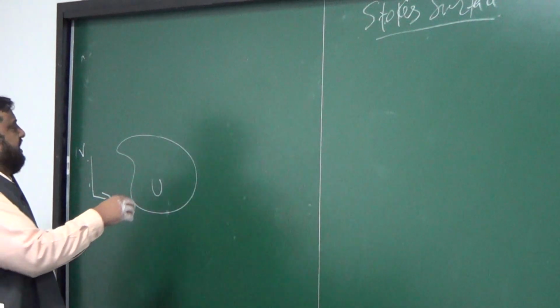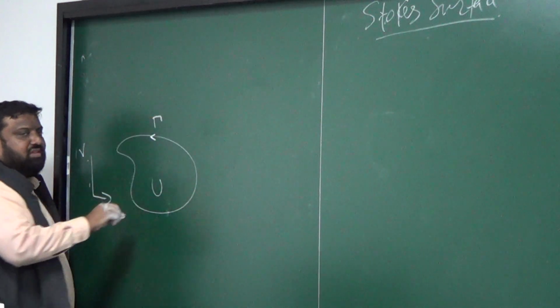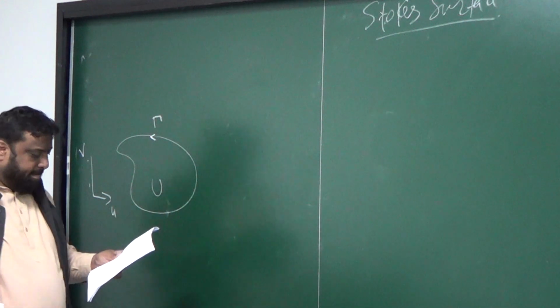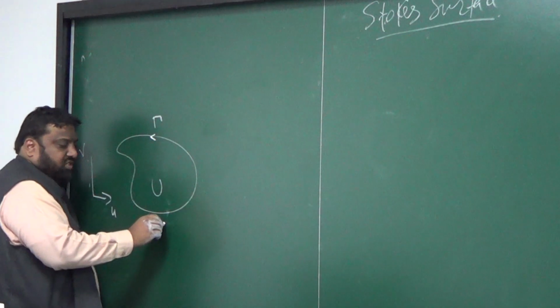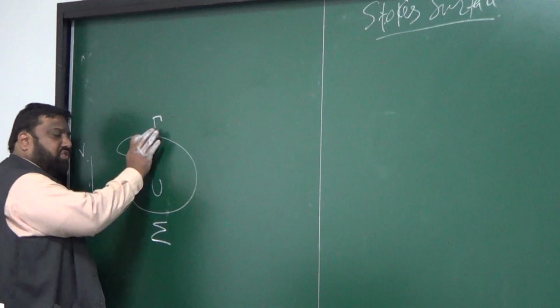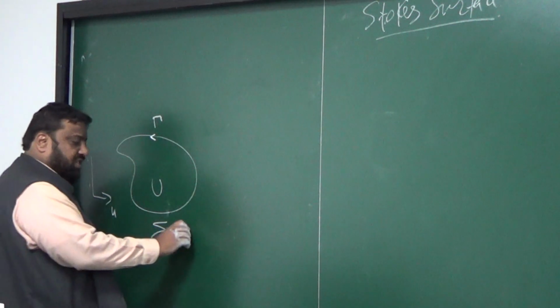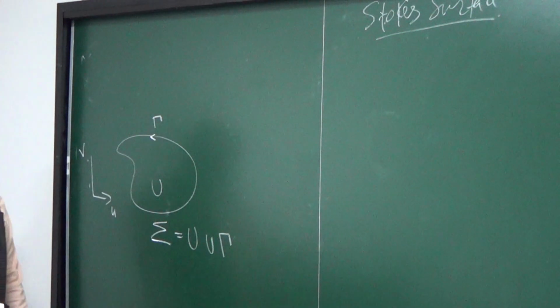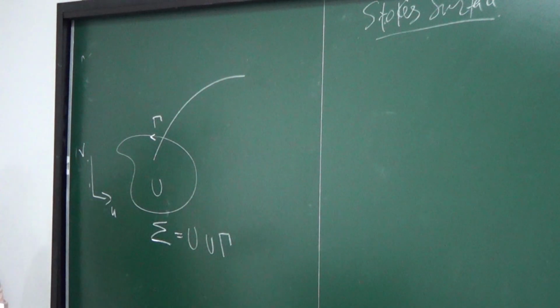So let's call this boundary gamma. I'm giving the boundary of U a name, gamma. And when you include gamma to U, so I'm giving this entire region, U with boundary, the name sigma. So sigma is what? It's U union its boundary. And now I'm doing what? I'm mapping this entire region, including boundary, into 3 dimensions.